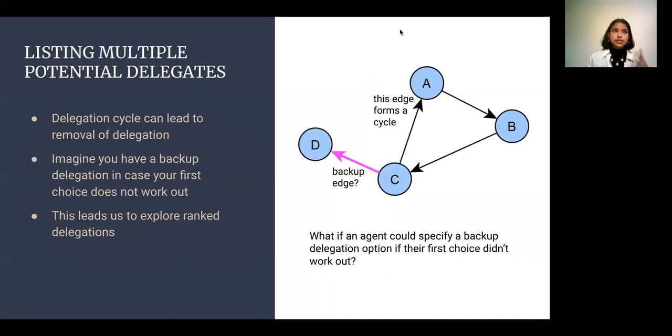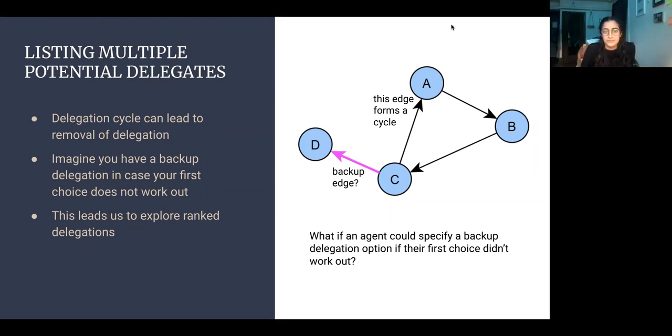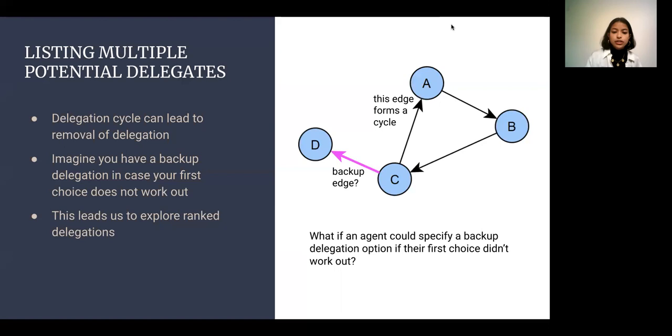So this leads us to exploring the idea of having multiple potential delegates. Let's say we had a cycle and we know that one of these edges has to go. Well, we can explore the idea of having backup edges. What if an agent could specify a backup delegation in case their first choice doesn't work with our mechanism? So this leads us to explore the idea of ranked delegations.